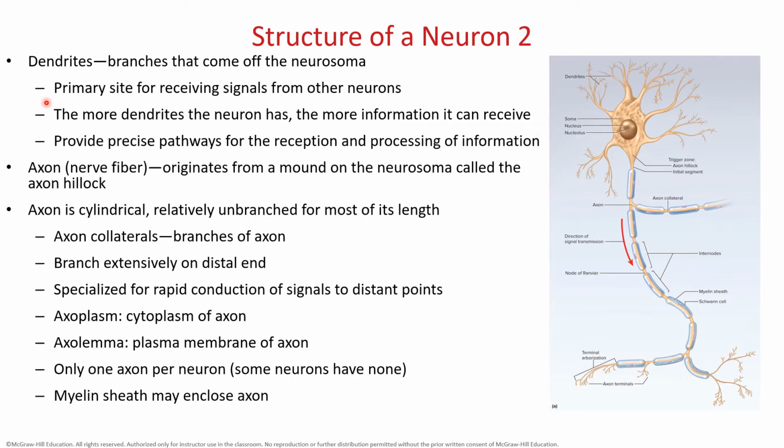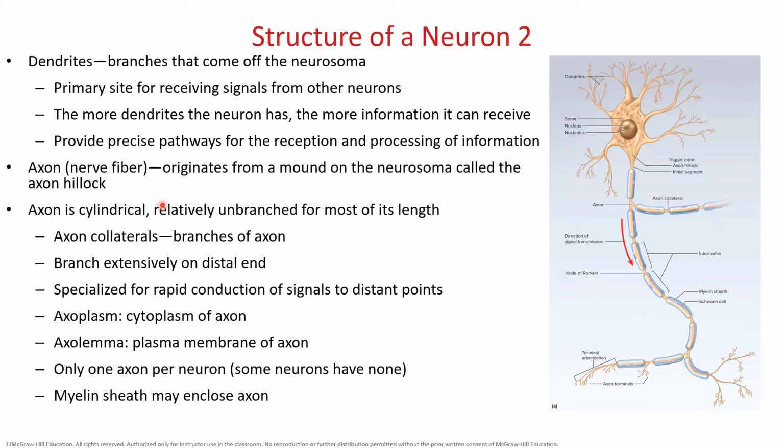So we also have these things called dendrites. So right here. These are branches that come off of the cell body or the neurosoma. It's a primary site for receiving signals from other neurons. So these dendrites up here, they're going to receive signals from other neurons. The more dendrites the neuron has, the more information it can receive. It can provide precise pathways for the reception and processing of information.